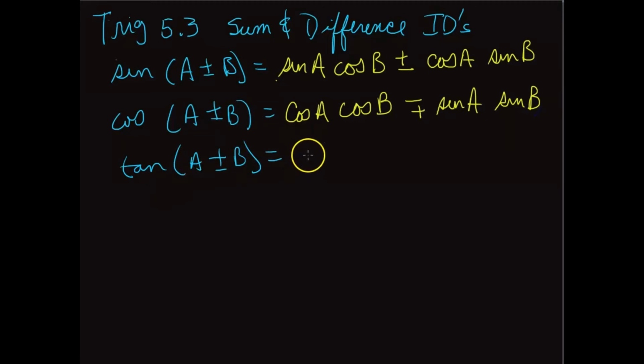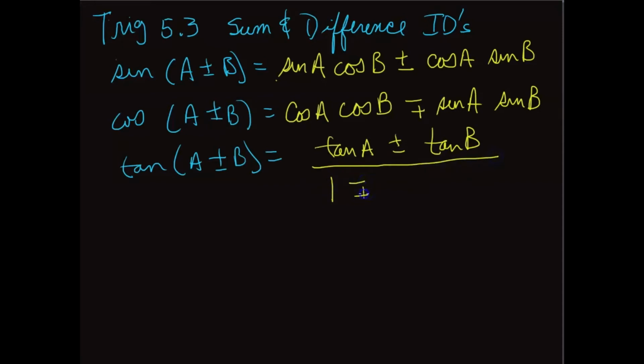The tangent, because it is a fraction, is also a fraction. So it is the tangent of A plus or minus the tangent of B. Wow, wouldn't that be nice? It's not. Over 1 minus plus. Numerator plus minus, denominator minus plus, the tangent A times the tangent of B.